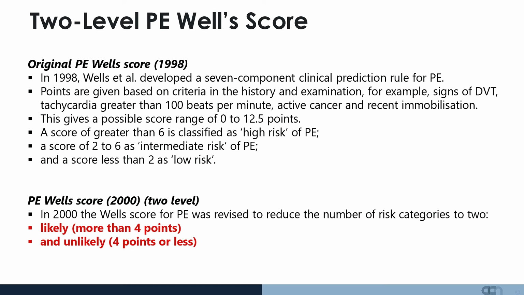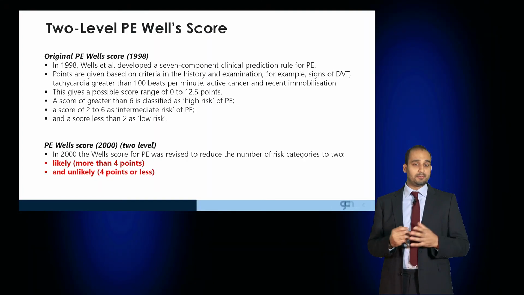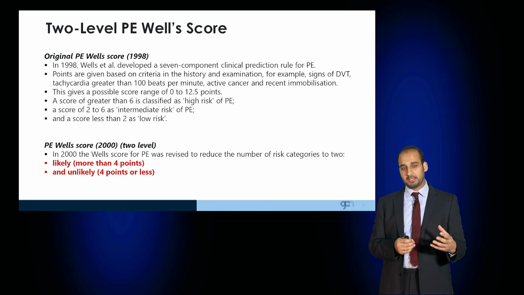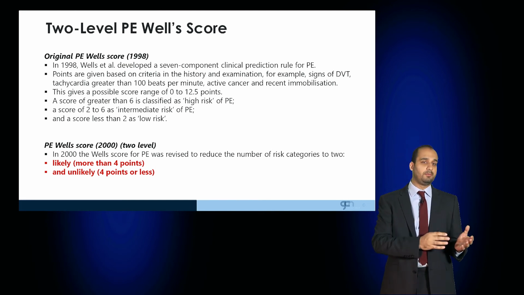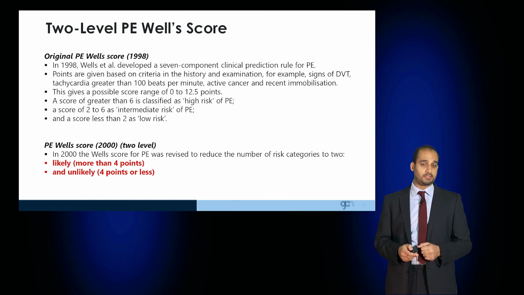The 2 levels PE score, originally devised in 1998 and subsequently revised in 2000, helps categorize patients as high risk for PE with a Wells score of more than 4 points and unlikely to have a PE with a Wells score of 4 points or less.